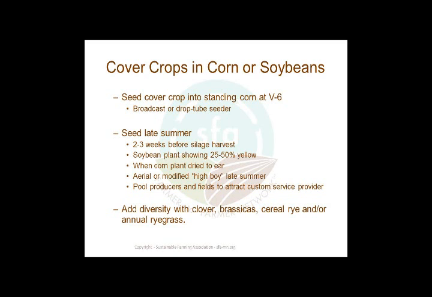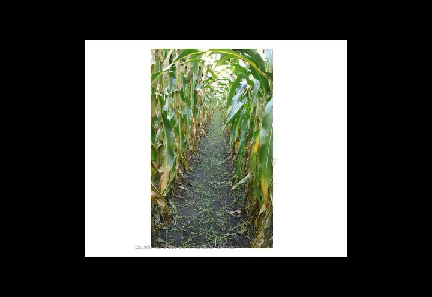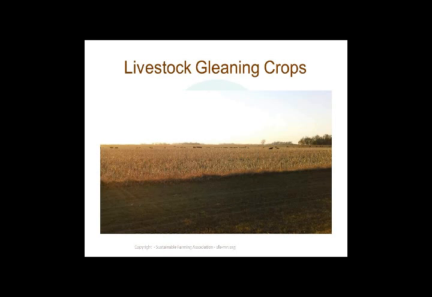But the bottom line here is we're working on adding diversity, and we can use clovers, a variety of brassicas, cereal rye, and or annual ryegrass in these systems. Here's just a shot of some cereal rye and a couple brassicas that was aerially seeded into some standing corn. This picture was taken about 2 weeks after that application occurred.